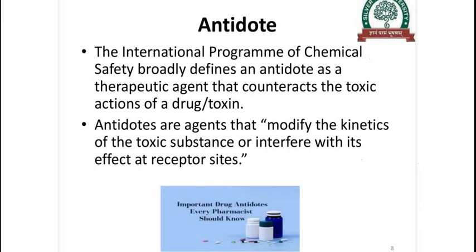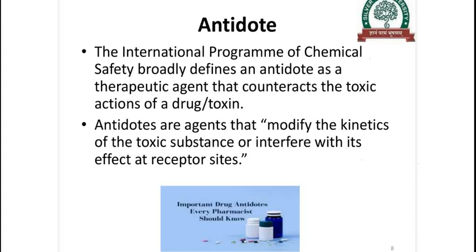Hello students, today we will discuss the second portion of the antidotes in poisoning. Last time we discussed the poisons, the mechanisms of action of poison, and the terminologies that are used when we discuss the poison. Similarly, today we will see the details regarding the antidotes.